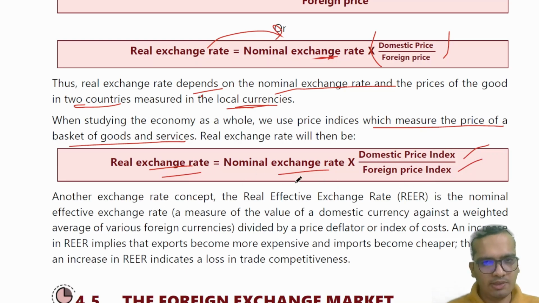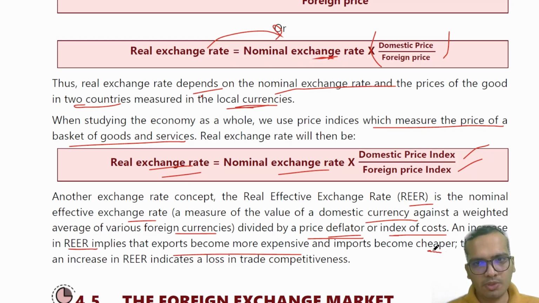Another exchange rate concept, the real effective exchange rate, REER, is the nominal effective exchange rate, a measure of the value of a domestic currency against a weighted average of various foreign currencies, divided by the price deflator or index of cost. So an increase in REER implies that exports become more expensive and imports become cheaper. Therefore, an increase in REER indicates a loss in trade competitiveness.